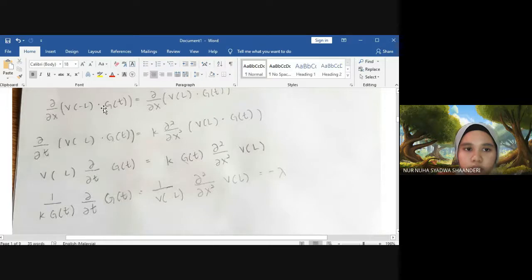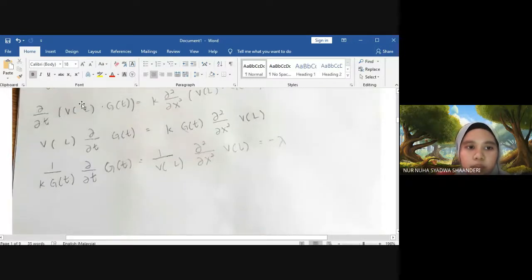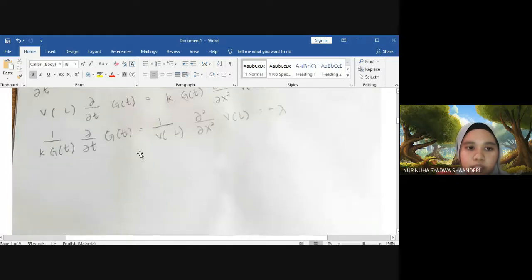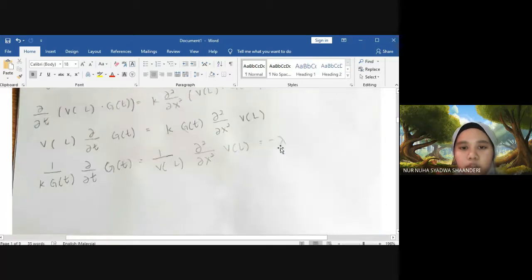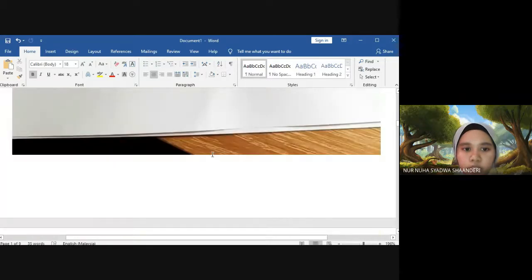So because of these two the same, we substitute into this equation, del over del t V(L) g(t) equals to k del squared over del x squared V(L) equals V(L) g(t). And then we bring out the V(L), and on this side we bring out the g(t), and we put the same variables on the same side, which the left side is g(t) and the right side is V(L). And then we introduce the separation constant, which is negative lambda, for this equation.